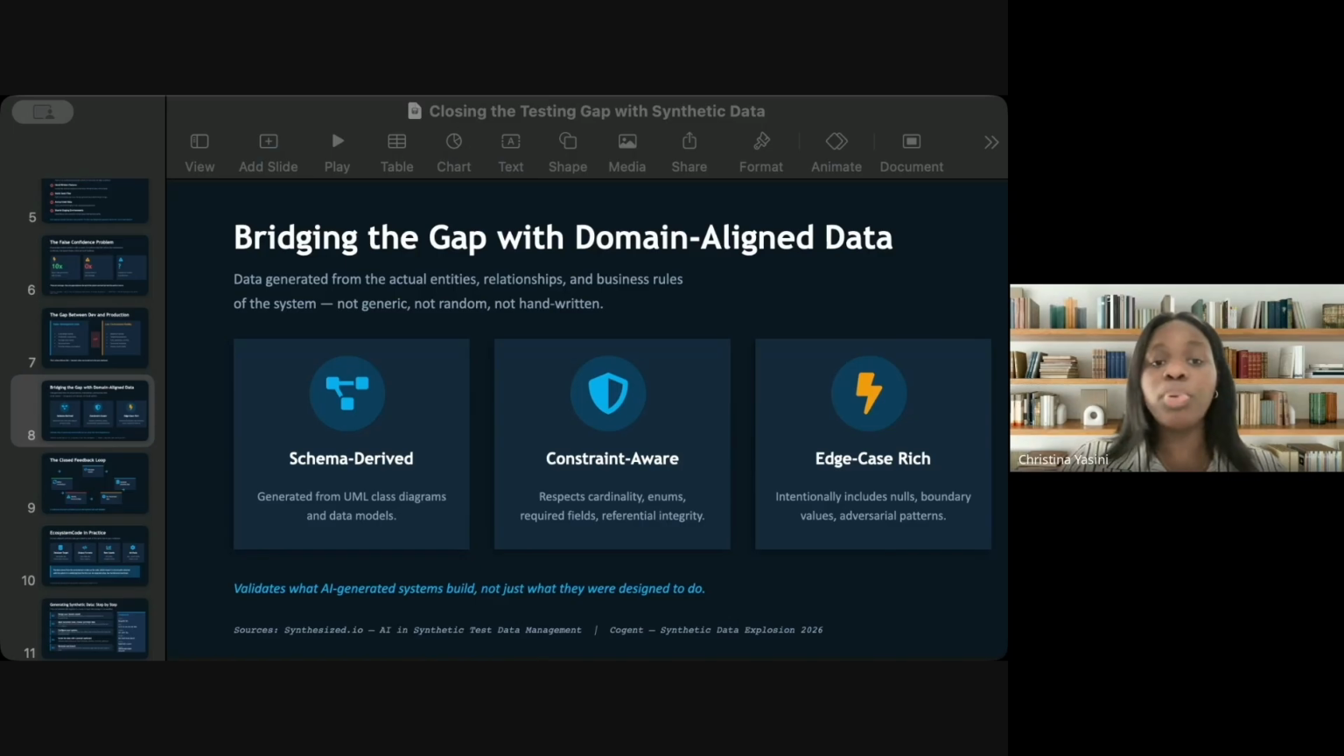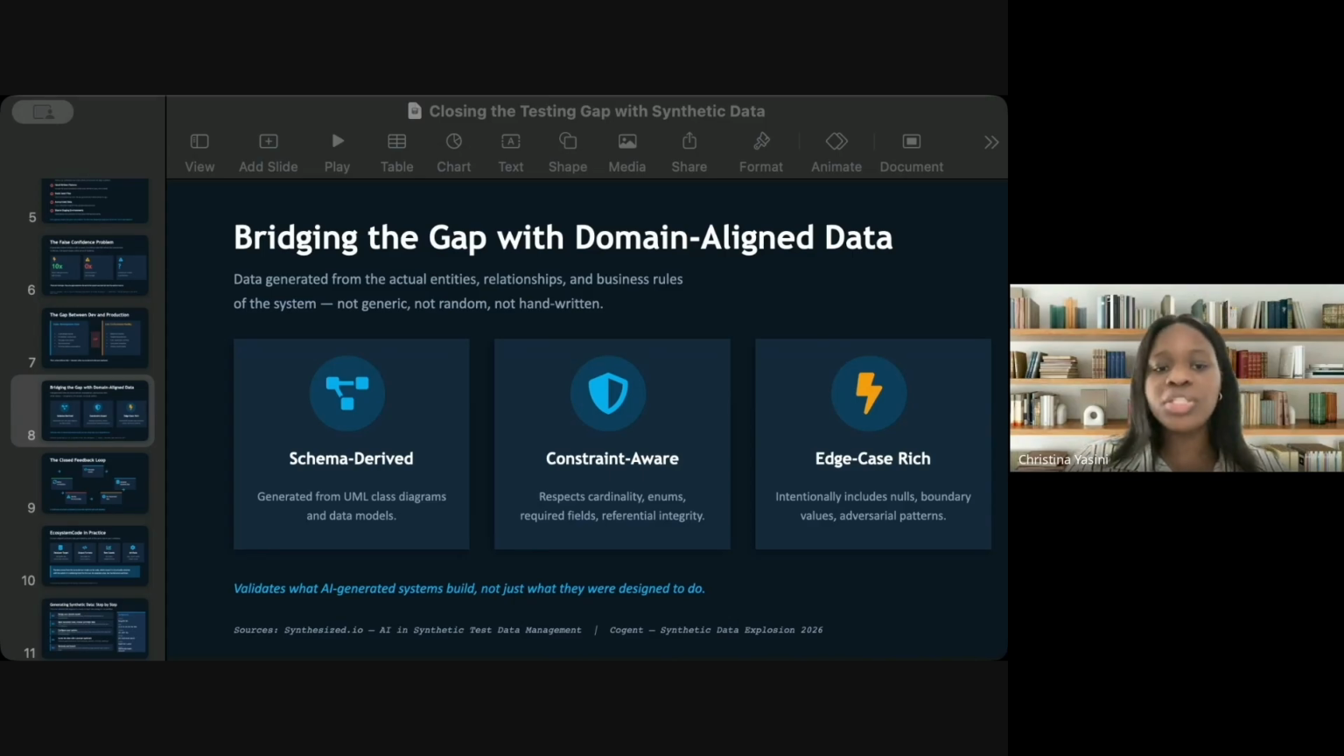How do we deploy or enforce pre-production synthetic data generated from the same domain model as the system it is testing? And not generic synthetic data, not a library that generates realistic looking names with no understanding of your schema, but data that is produced from the actual entities, from the actual relationships and business rules that define your system. And for that, we have 3 properties. We have schema derived, right? Which is the data that comes directly from the domain model and knows your entities, your constraints, and your relationships.